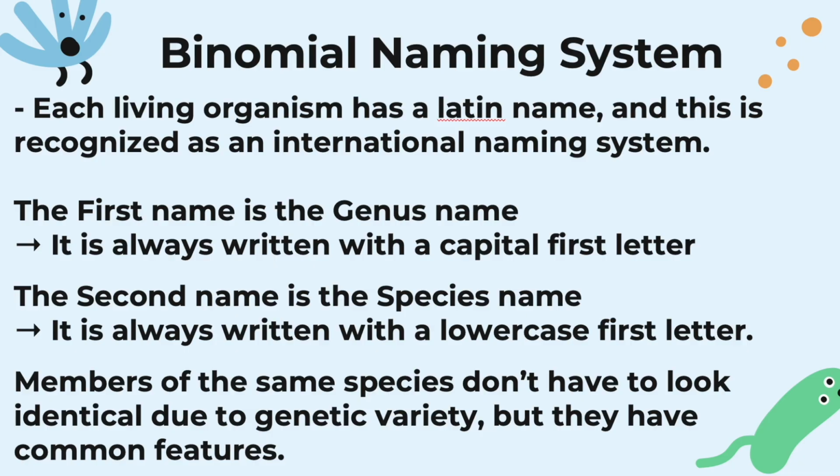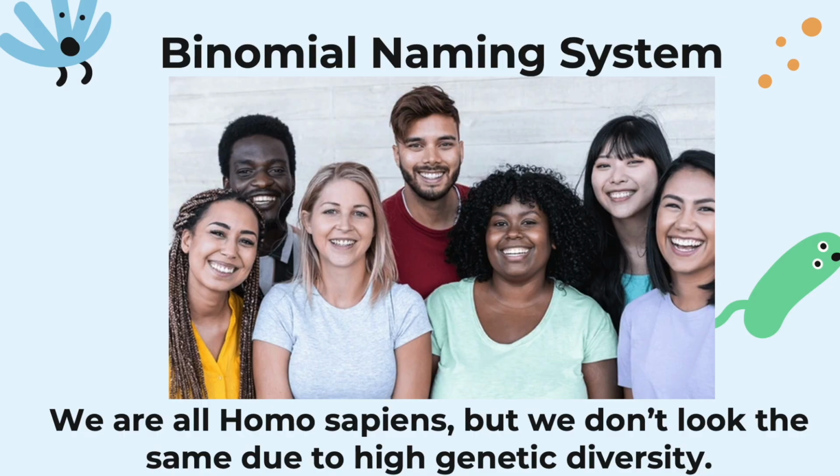Genetic diversity means that members of the same species can differ in appearance, yet they still possess a set of common characteristics that define them enough to make them grouped into one species. For example, all humans are Homo sapiens. Even though we don't all look the same, we share common features and can reproduce successfully.